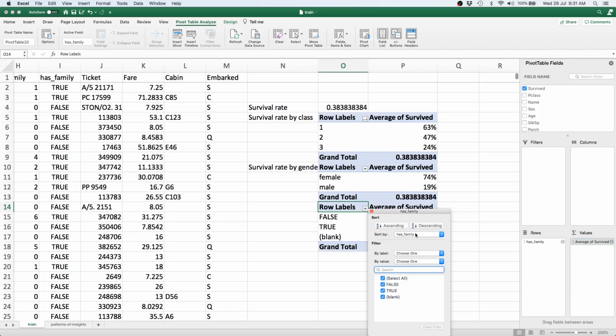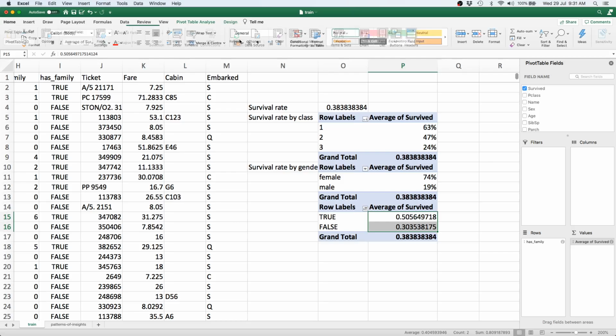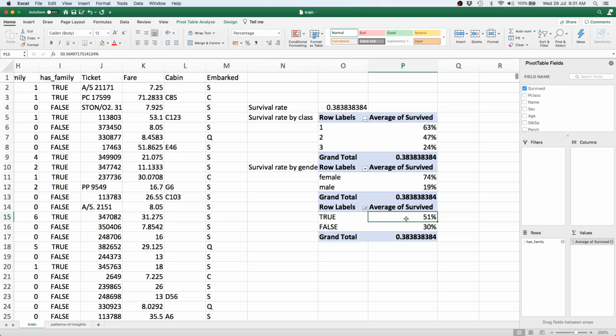Let's see how we can make this a little pretty. We want to make it descending, and we don't want to see any blank values over here. So there it is. And let's again format this as percentages, just in the interest of better presentation. So there it is. Nearly 51% of people who have a family survived, and only 30% of the people who did not have a family survived.